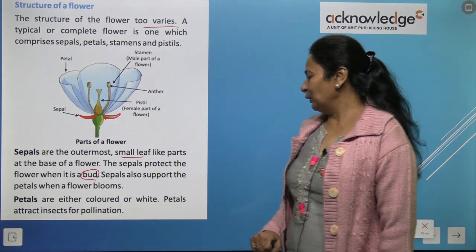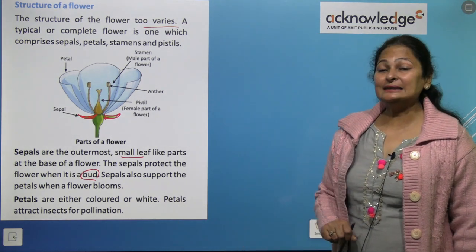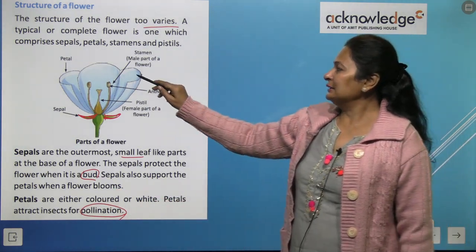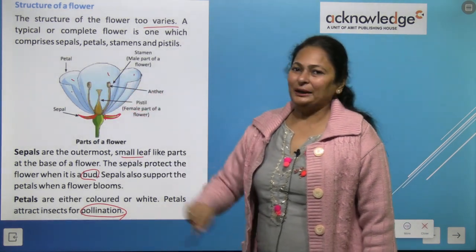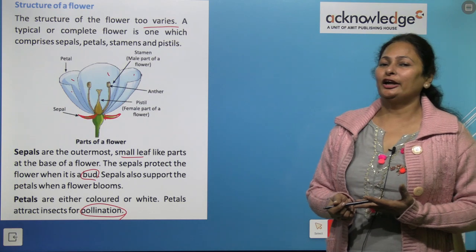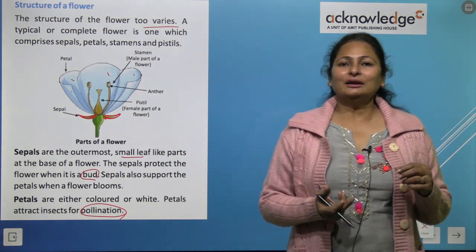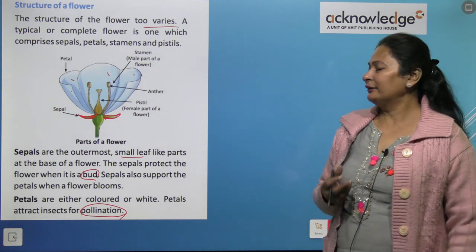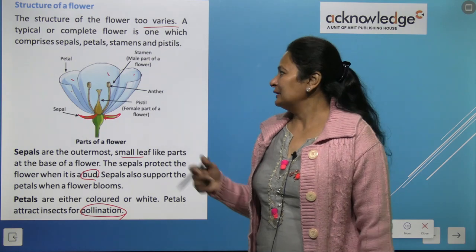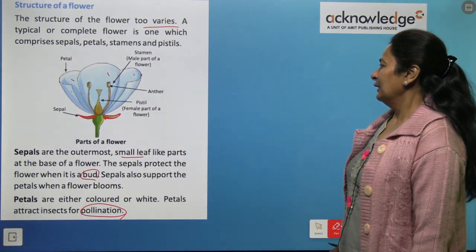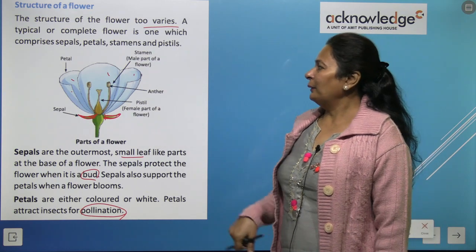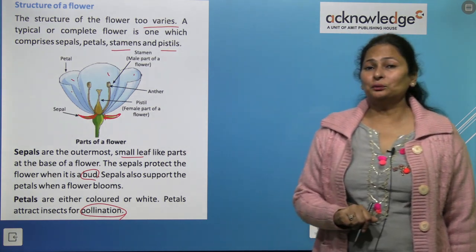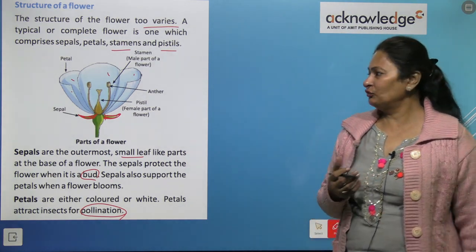Petals are either colored or white. Petals attract the insects for pollination. We will also discuss pollination here. So these are the petals. Petals are actually in different colors and in different sizes. Some are white, some are pink, red. You'll see different colors in the petals. This is the other part of the flower. Now stamens and pistils are two more parts that are inside the flower.